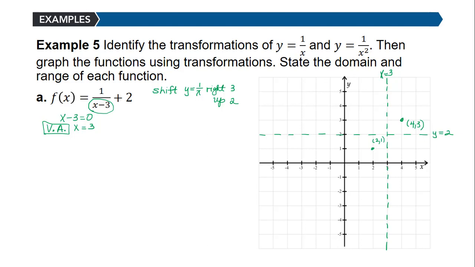If I wanted to find the y-intercept, I'm going to find f(0), which would be 1 divided by 0 minus 3, plus 2, which is negative 1/3 plus 2. 2 is really 6/3, so this would become 5/3. So at (0, 5/3) there would be a point.